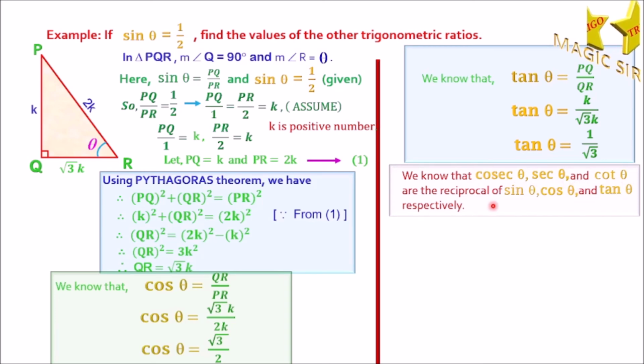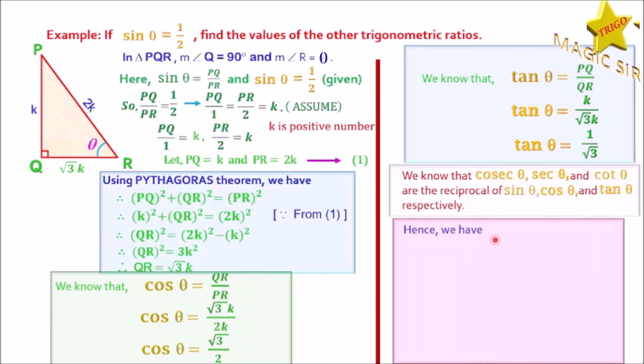We know that cosec theta, sec theta and cot theta are the reciprocals of sin theta, cos theta and tan theta respectively. Hence we have cosec theta is equal to 1 upon sin theta. But sin theta equal to 1 upon 2 is given. So we have cosec theta equal to 1 upon 1 upon 2, that is cosec theta equal to 2.